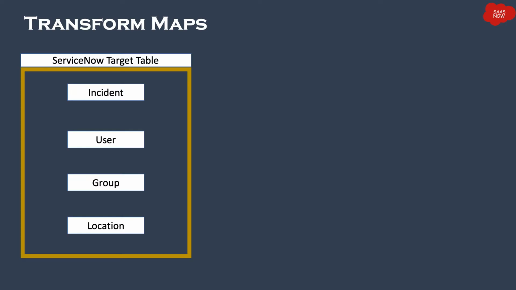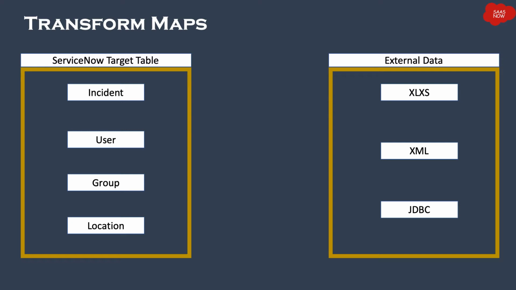Let me just explain a little bit more in detail. So you have this ServiceNow target table. You can see we have the incident table, user table, group table, location table. And I have an external system as well. So you can see I have external data. It can be in XLS, that means an Excel sheet, XML, or maybe via a JDBC connection. So this is the external data source I have.